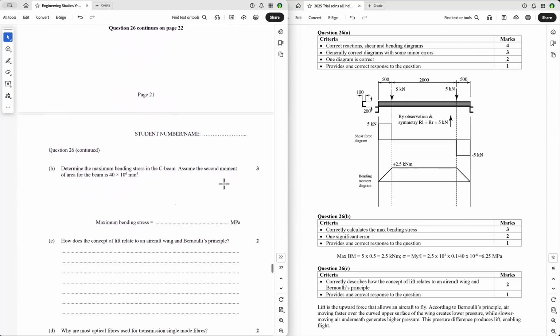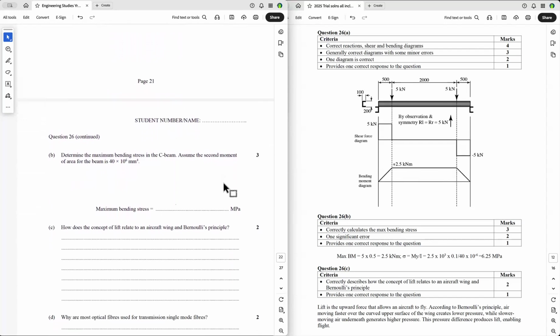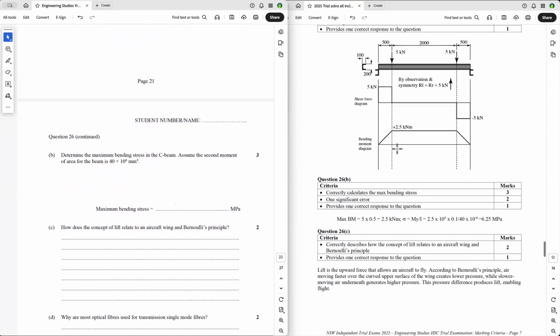Now the next question says, determine the maximum bending stress in the C-beam, assuming the second moment of area of the beam is 40 times 10 to the 6 millimeters to the fourth. So you have a look here, you see the maximum bending moment is 2.5 kilonewton meters, because it's a moment.